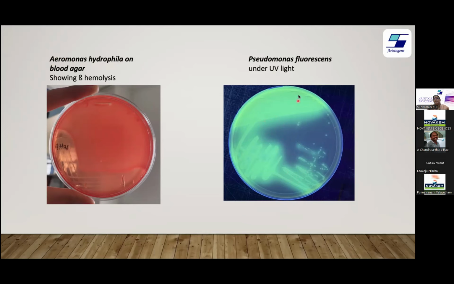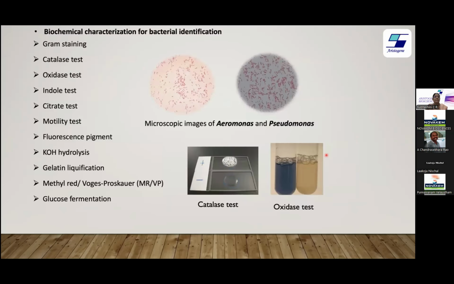So Pseudomonas fluorescens has a character of glowing under the UV light. You can see the fluorescence, which is greenish blue in color, in the UV light. So these are some of the characters by which you can boil down that this could be Aeromonas hydrophila and this could be Pseudomonas fluorescens.